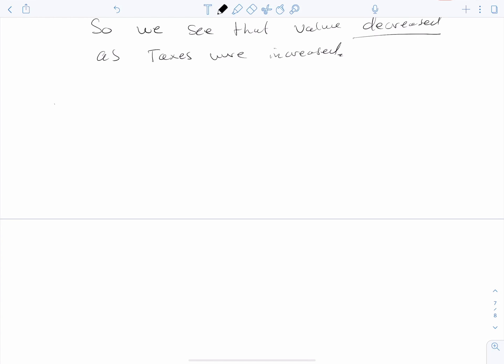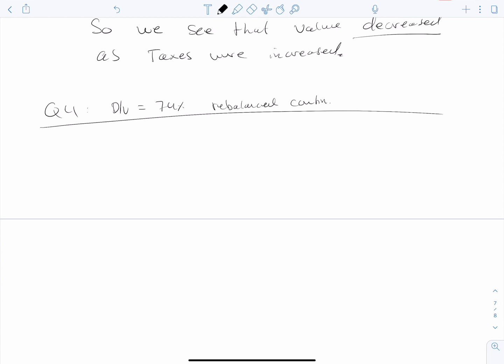Good. So if we continue with question 4 here, it says, assume instead that ABC is financed with debt such that debt over value is 74%, and that the debt is rebalanced continuously. What is the value of ABC? Good. So basically, we have these three tables, right?